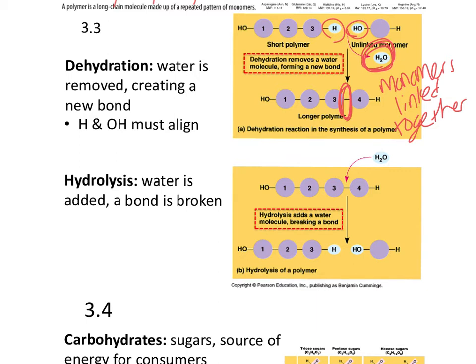The opposite is hydrolysis. Hydro means water. Lysis means to break. So hydrolysis is when water comes in and water breaks a bond. The components of that water molecule are then tacked on to those monomers. So a hydrolysis reaction is breaking, meaning I am breaking a polymer apart.